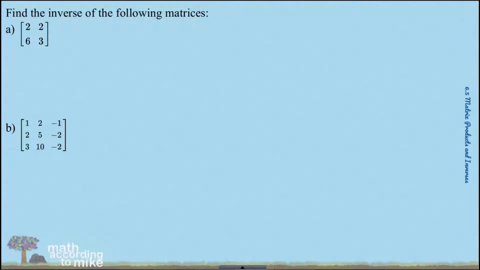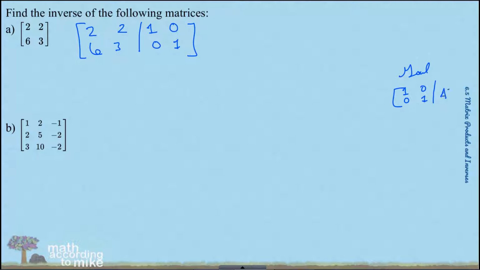Okay, we're going to find the inverse of the following matrices. We're going to use the calculator to do so. Remember, the first step is to augment it with the same size identity matrix. And our goal is to get the identity matrix on the left, and if we can, the inverse will appear on the right.